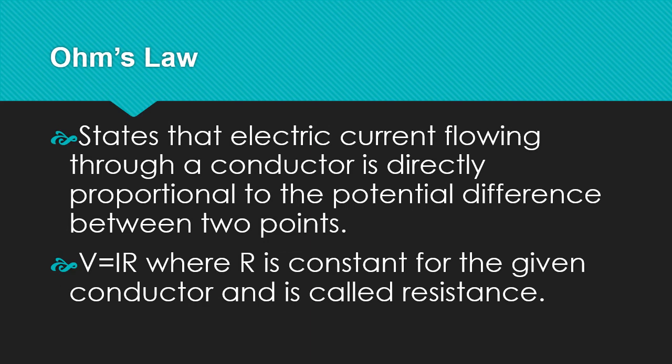Ohm's law. Ohm's law states that electric current flowing through a conductor is directly proportional to the potential difference between 2 points. In other words, V directly varies with I. V upon I is equal to a constant. V is equal to IR, where R is a constant for the given conductor and it is called resistance.